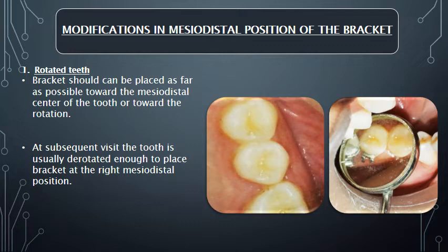Modifications in mesiodistal position of the brackets. Number 1, rotated teeth. The bracket should be placed as far as possible toward the mesiodistal center of the tooth or toward the rotation. At subsequent visits, the tooth is usually derotated enough to place the bracket at the right mesiodistal position.